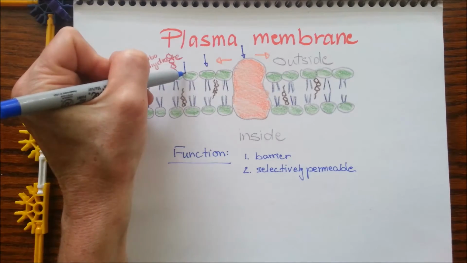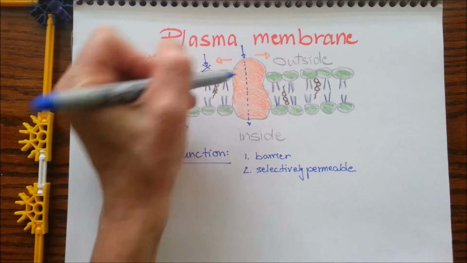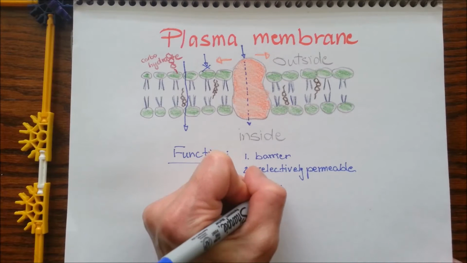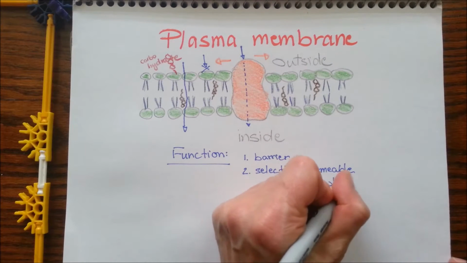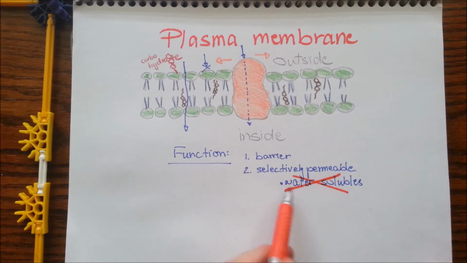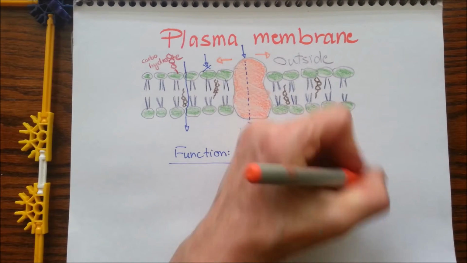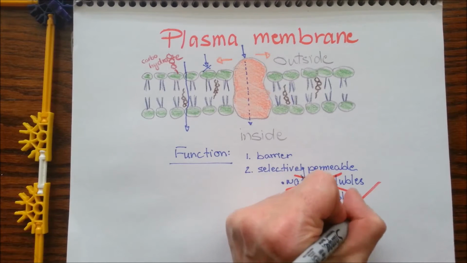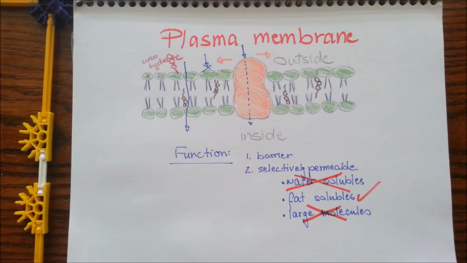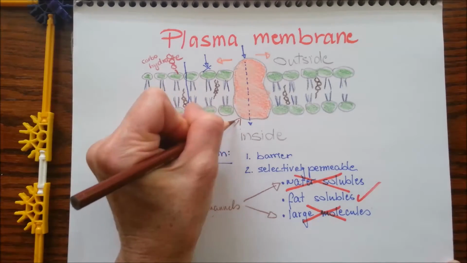So the function is that the plasma membrane is a barrier, and it's selectively permeable. What does it mean, selectively permeable? It means that it lets some materials go through and some materials not. Water solubles cannot pass through because of the hydrophobic layer. On the other hand, fat solubles can go through. And large molecules, not really, unless they have a channel, like the protein channel, that lets them go through.